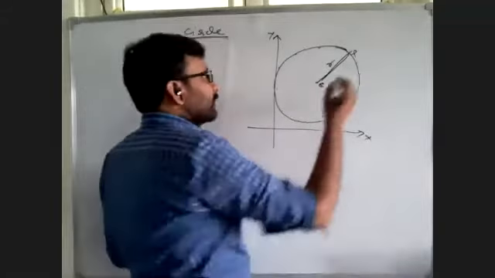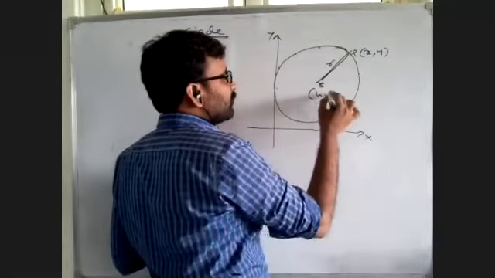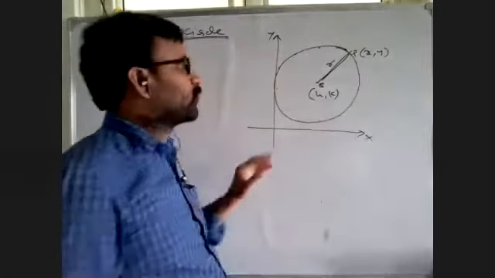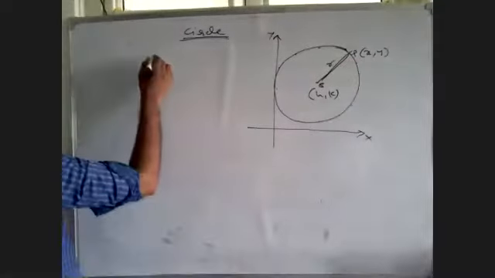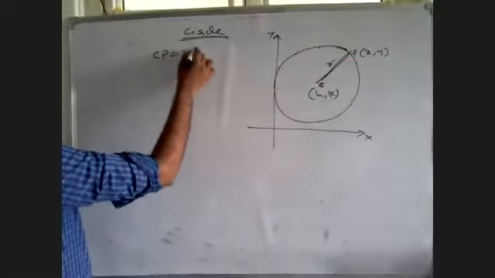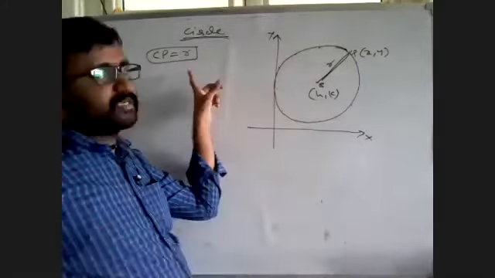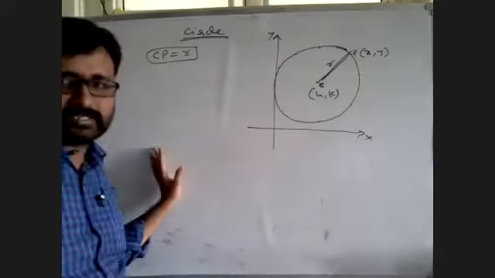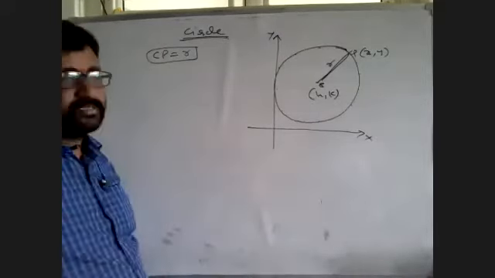Suppose P is (x, y) and C is (h, k). The condition is what? From C to P, the distance is R. That is, CP equal to R is the condition. The set of points satisfying this condition, then you will get the equation of the circle. So CP means the distance from C to P, the distance between the center and the point.